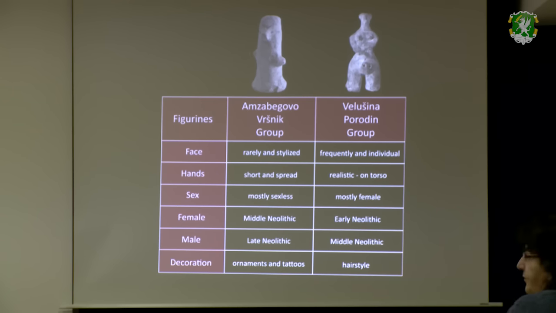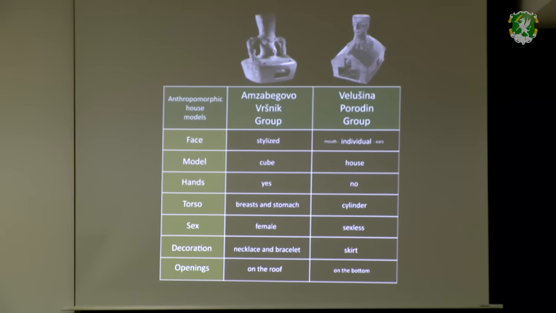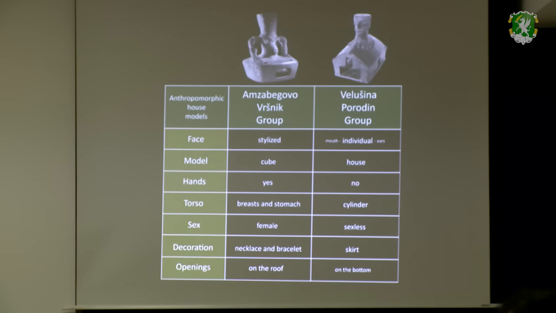But if we go more general on the level of the human body representation, we also see significant differences between Amzabegovo Vršni group and Velushina Porodin group. I think we are running out of time, so I will not read all of them. But anyway, you can find a lot of differences between the figurines produced in, for example, Zelenikovo and the figurines produced in Velushina. So, also on the level of the models, we have the same ratio.